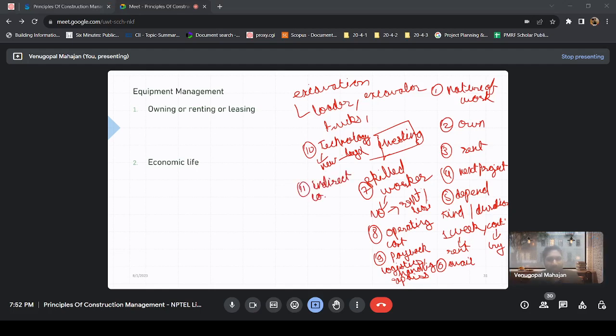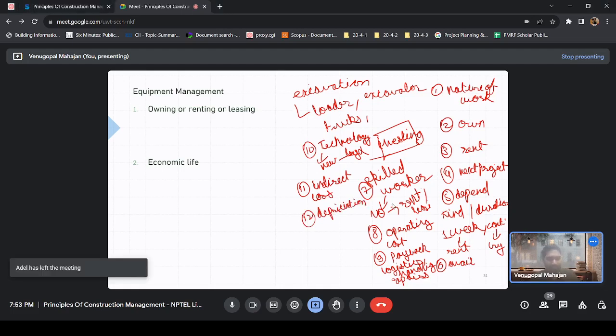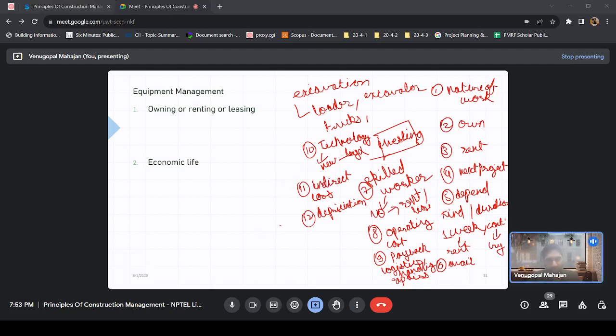Depreciation on equipments and machinery. Okay, depreciation. Maintenance cost. Maintenance cost, I guess we wrote. No, we didn't. Oh, repairs we had. Okay, I will add maintenance here. Okay, anything else?